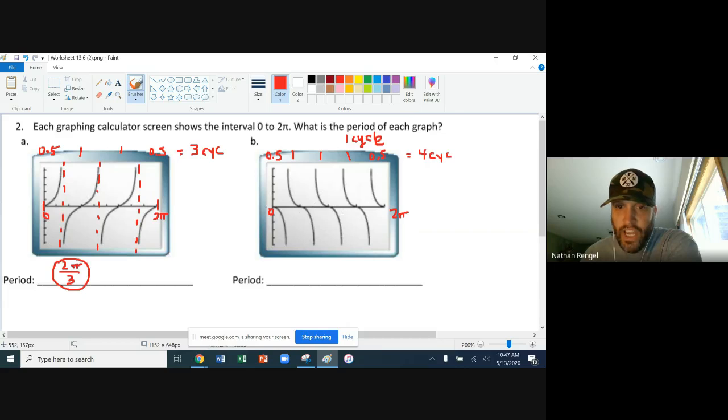And same thing, if we have 2 pi distance, we're going to take 2 pi divided by 4, which gives me a cycle length of pi over 2. So that would be the length of my period for part B. So if we're given that interval, we can take the number of cycles, divide it into that interval, 0 to 2 pi, and that tells us the length of just one of those cycles.